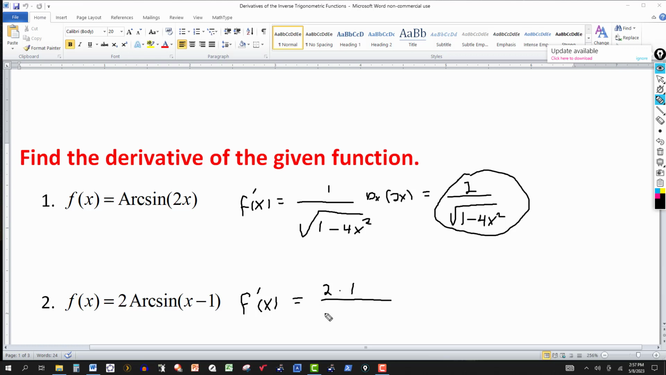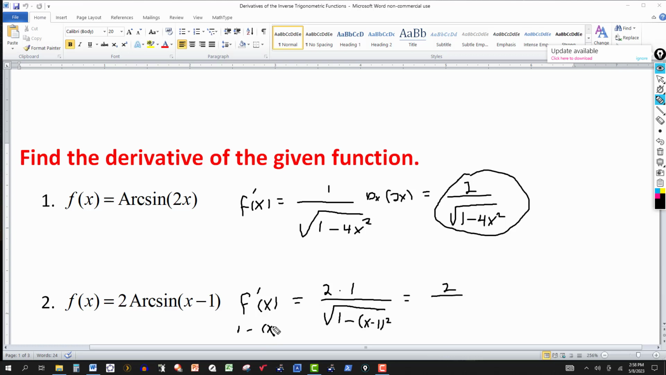And then in the denominator is the square root of 1 minus u squared. In this case, u is x minus 1. So just do simplification here, this is going to come out to a 2. And then in the denominator, under the radical, I'm going to have 1 minus, and then we square the x minus 1.